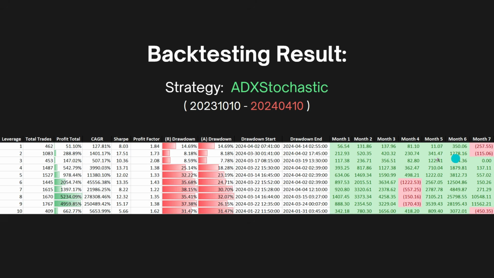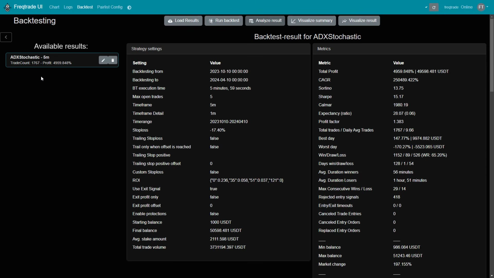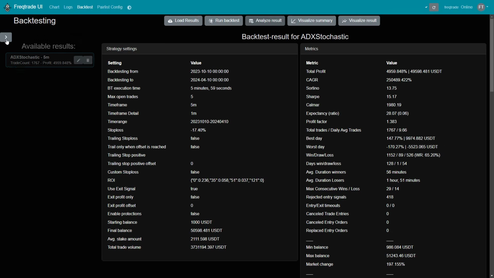For those who are risk-tolerant and aim for higher returns, leverage 9 might be an attractive choice. Despite a higher drawdown, the Sharpe ratio remains high, and the profit is quite impressive. This strategy may be risky, but the potential returns could make it worth considering for a small portion of your capital. Let's go into more depth with the strategy using leverage 9.